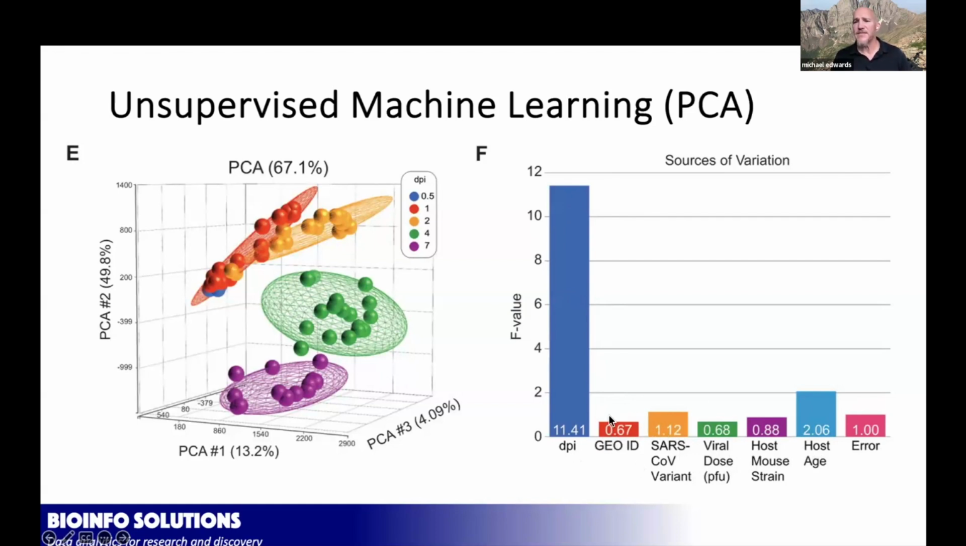What is nice is that this GOID represents the different studies we used, and it really doesn't have an effect. So what this tells us is our normalization probably worked well, because we're not really seeing an effect between different studies in there.